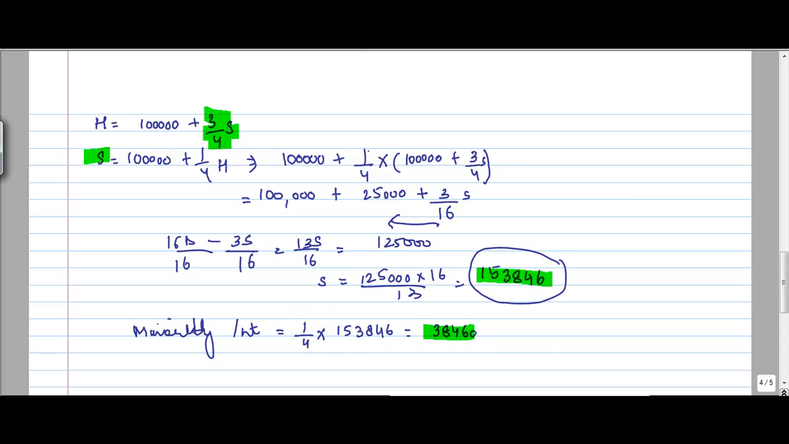And what are the total capital profits of the combined entity? That is equal to H 1 lakh plus S 1 lakh minus minority interest, which is 38,460. Once I do this calculation, what do I get? I will get 161,540.